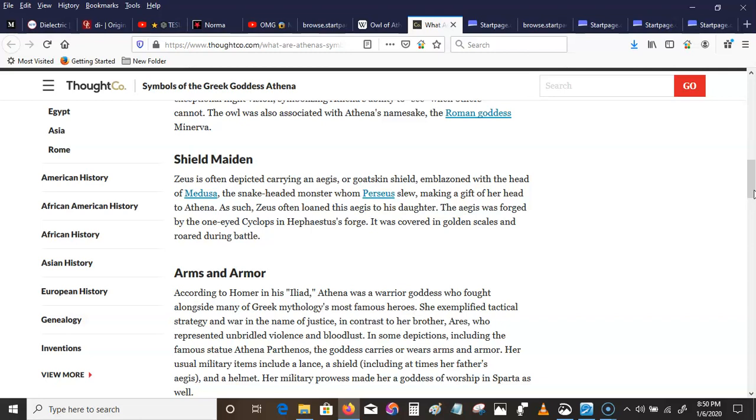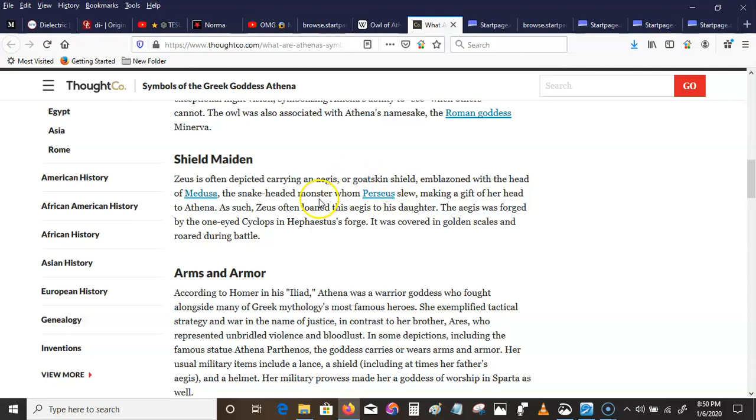The imaginative and the cognitive and the intent side is on the left. That's the masculine side. On the right, voila. He's often depicted carrying an aegis. I'm not even sure how to pronounce that. Goatskin shield. Goat.